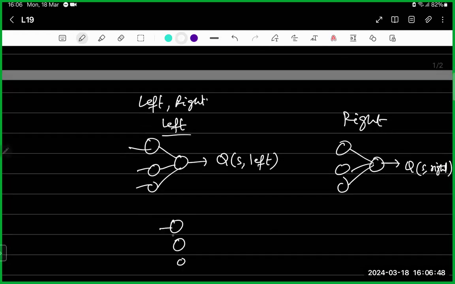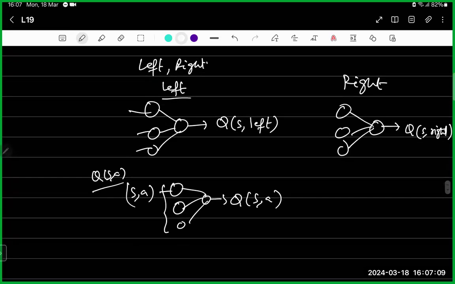or you could actually pass s comma a as the input. You can pass s comma a as the features, and you can directly learn Q of s comma a for all possible s comma a's. You just input the features of the action also as an input to your network. That is one option. And typically one more option which is more popular is you just input your state features. Let's say you have two actions which are possible. Then you just output directly both the Q values.